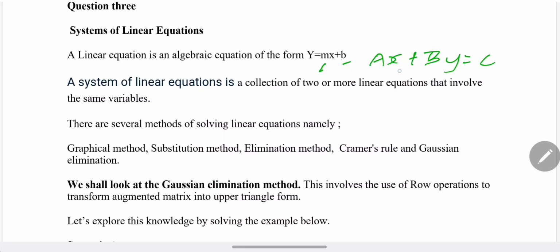These coefficients can form what you call an augmented matrix from a system of linear equations, like we are going to see down here. When we talk of a system of linear equations, it is simply a collection of two or more linear equations that involve the use of the same variables. These systems can be solved using different methods, and in this video we are going to look at Gaussian elimination. This method involves the use of row operations to transform an augmented matrix into the upper triangular form. So let's have an example and see how this works.